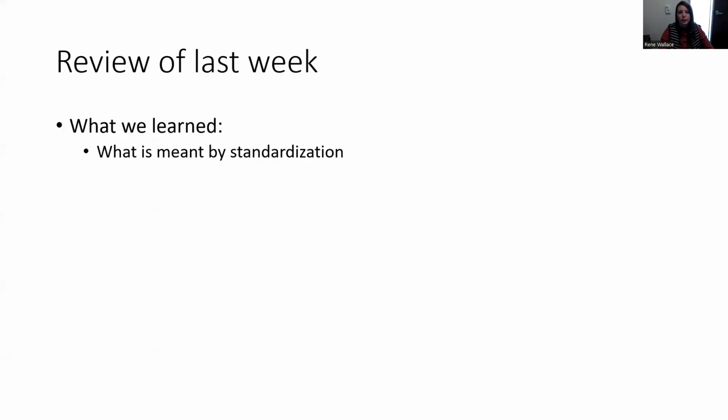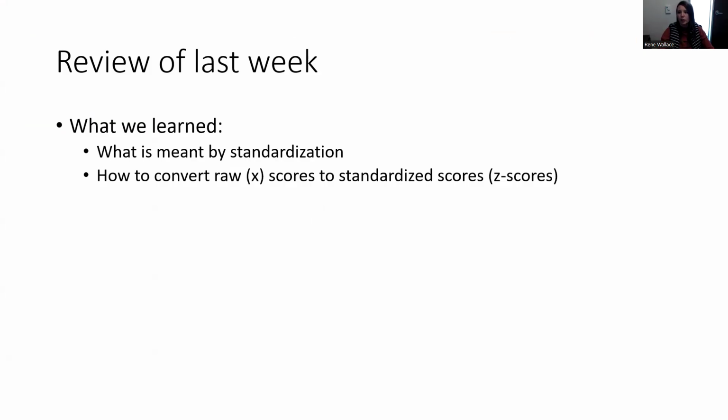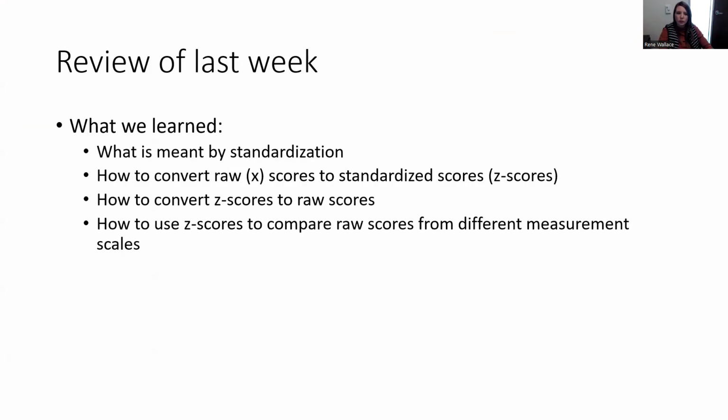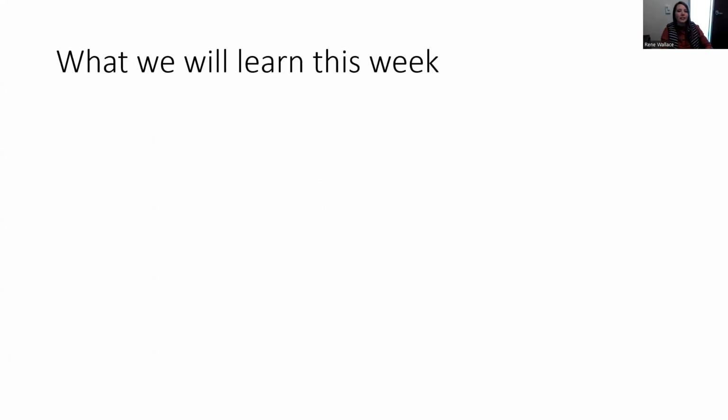Okay, so what did we learn last week? We learned about what standardization is, right? We took our raw scores and converted those to z-scores, and those were our standardized scores. And then we were also able to convert our z-scores back to our raw scores. Then we used z-scores to compare raw scores from different measurement scales, right? Things that would have been like apples to oranges, we were able to convert both to watermelons and then compare those two together.